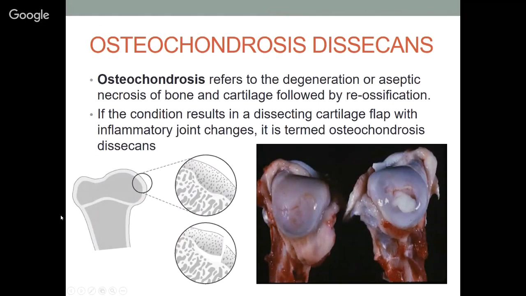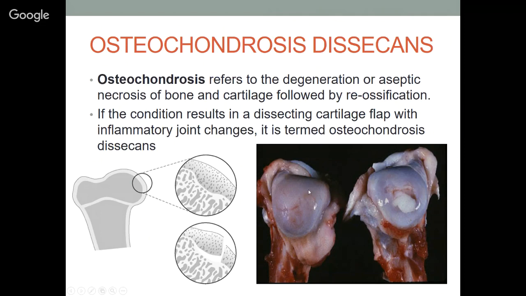Okay, this is a little bit more complex disease. It's called osteochondrosis dissecans. Osteochondrosis refers to degeneration or aseptic necrosis. So we have this aseptic necrosis, again, of bone and cartilage, followed by reossification. So reboning or cartilage applied to this cartilage. If the condition results in a dissecting cartilage flap, so what happens is we have bone loss, and then this cartilage is unstable, and so it breaks. And so if we have this flap, it causes inflammatory joint changes, and that is called osteochondrosis dissecans. So dissecans is when you have that cartilaginous flap.